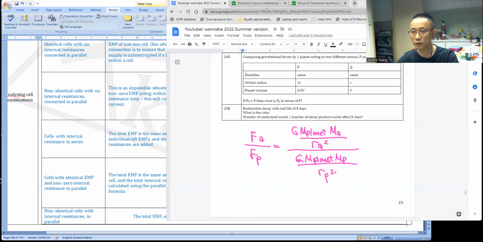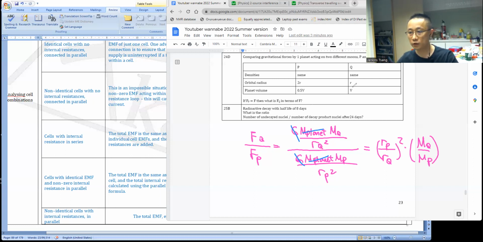Well, let's see what cancels. So capital G for sure cancels. The mass of the planet cancels. I don't think anything else cancels, so I'll just rearrange. Our P should go on top. So the right hand side should evolve into this.